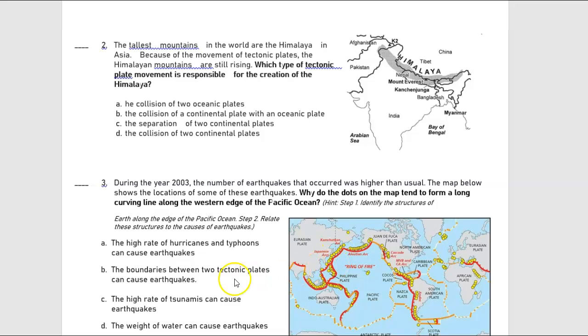Right here. A, the high rate of hurricanes and typhoons can cause earthquakes. B, the boundaries between two tectonic plates can cause earthquakes. C, the high rate of tsunamis can cause earthquakes. D, the weight of water can cause earthquakes.